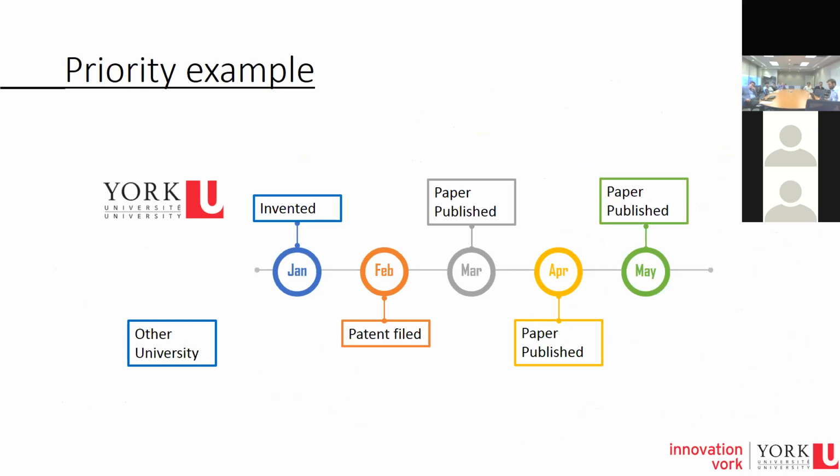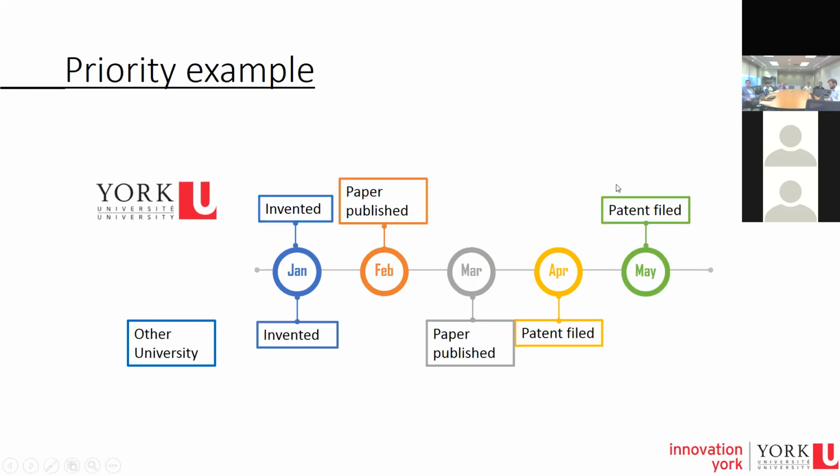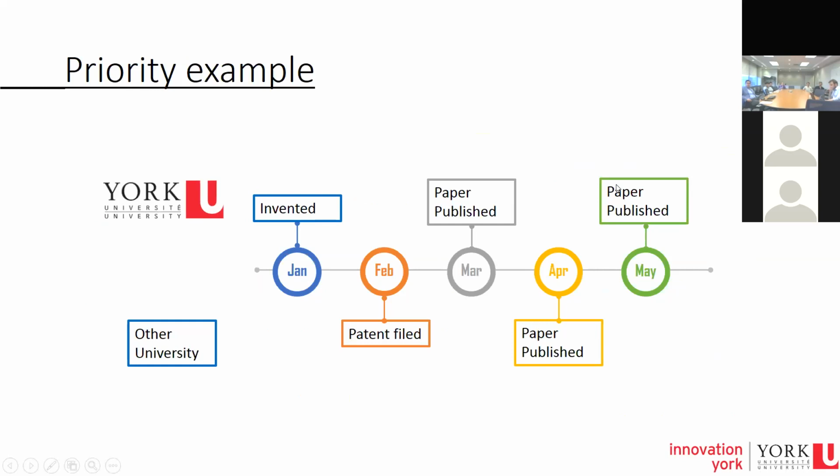Okay, this is the priority example we're talking about. So in this case, someone at York invented it. Then someone else at a university who apparently invented it some other time, filed a patent. Then we published the paper, then they published the paper, and then this should say patent. The last one should say we try to patent it. In this case, because they filed the patent first, even though we invented it first, the fact that they filed the patent first means that they have priority, and they would be the only ones who can patent.